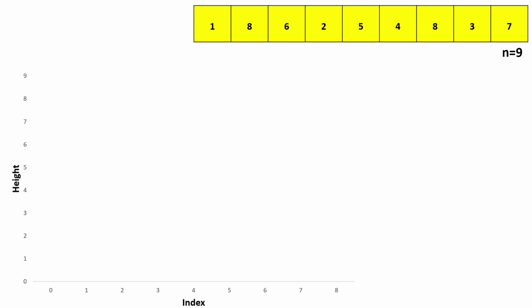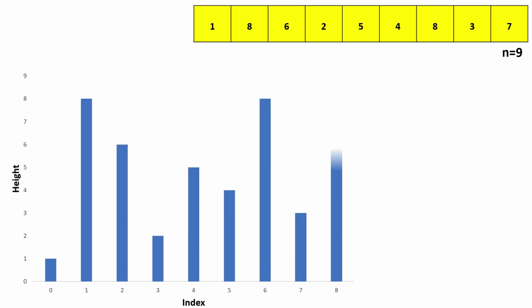Element at index 0 has a height of 1, so we draw a vertical line of height 1 at position 0. Element at index 1 has a height of 8, so we draw a vertical line of height 8 at position 1. Similarly, we draw vertical lines for all the elements in the array.